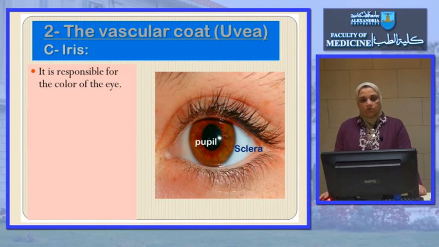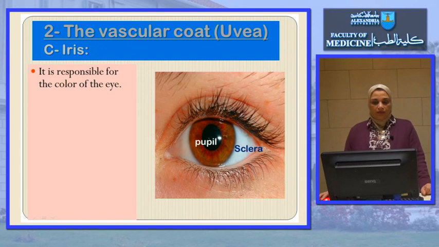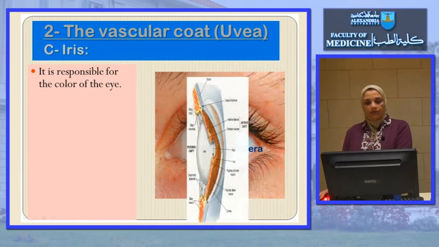The third component of the vascular coat, or the uvea, is the iris. The iris is the color of our eyes. As I said, here we have the cornea externally. There is a chamber between the cornea, the transparent structure, and the iris. This is the anterior chamber filled with the aqueous humor. So the iris is responsible for the color of the eye. This is the iris.